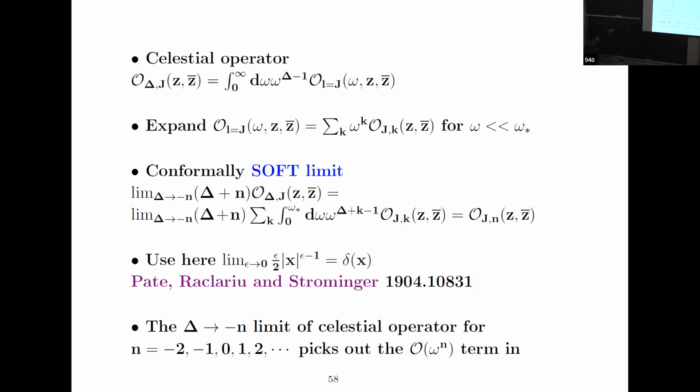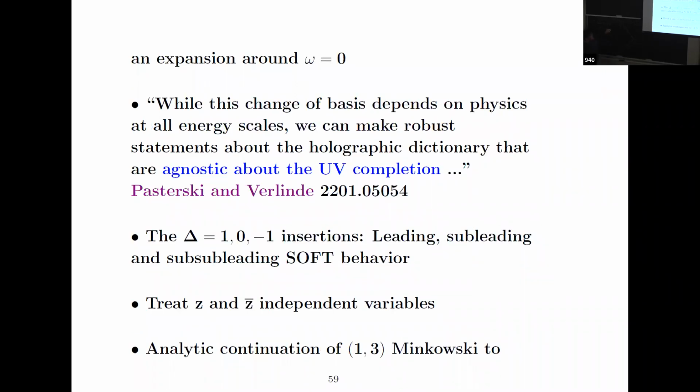A few weeks ago Gilbert also mentioned the Euler completion, but I just quote this paper from Pasterski and collaborators this year, which makes some strong statements about celestial holography being agnostic about the UV completion. So in the previous integral expression, we simply consider omega to be much less than the other scale.